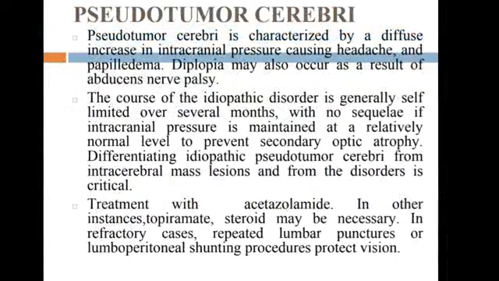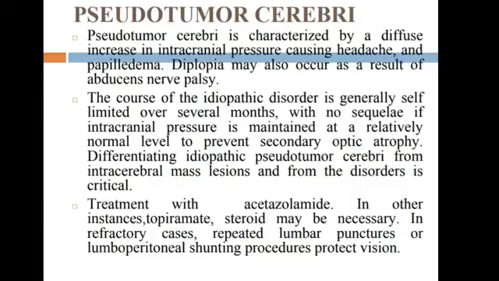Now we talk about pseudotumor cerebri. It is characterized by a diffuse increase in the intracranial pressure, causing headache and papilledema. Diplopia may also occur as a result of abducens nerve palsy. The course of the idiopathic disorder is generally self-limited over several months with no sequelae if intracranial pressure is maintained at a relatively normal level to prevent secondary optic atrophy. Differentiating idiopathic pseudotumor cerebri from intracerebral mass lesion and from the secondary disorder is critical.